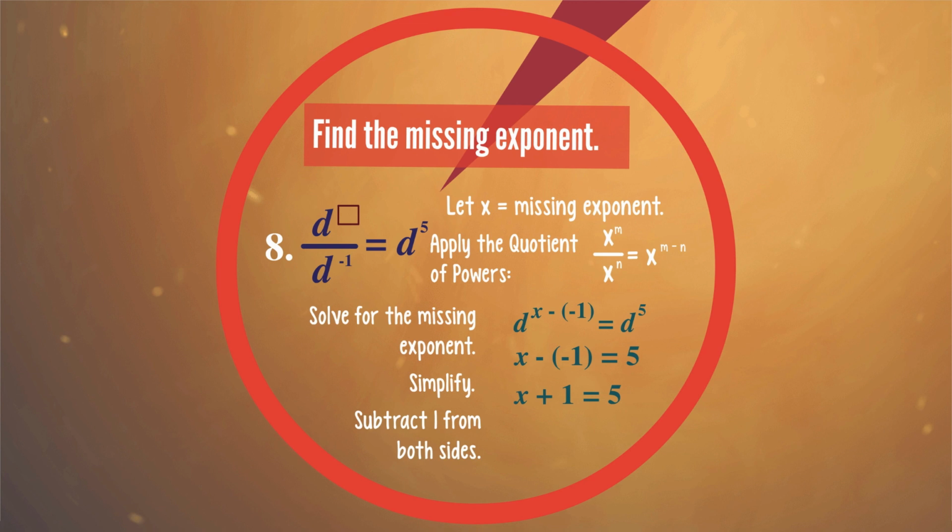1 minus 1 is 0, and 5 minus 1 is 4. Thus, x is equal to 4. So the missing exponent is 4.